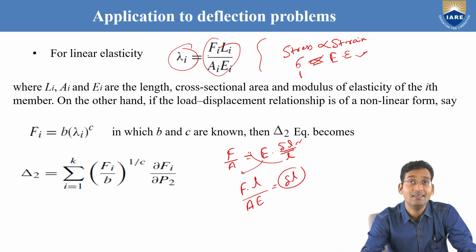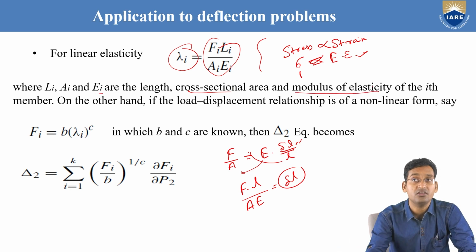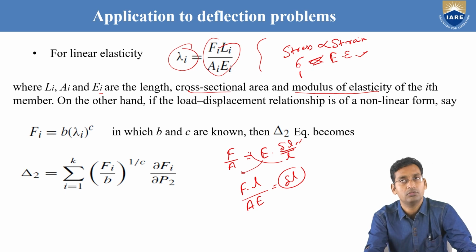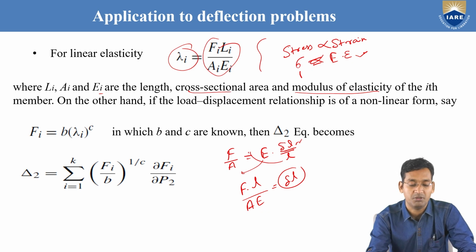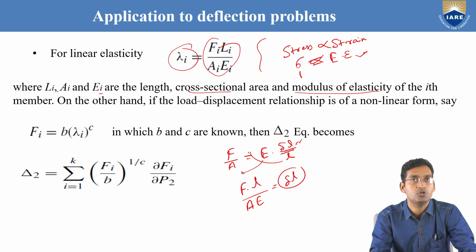Where Li, Ai and Ei are the length. So Li is the length, Ai is the cross-sectional area, and Ei is the modulus of elasticity, or you can say the Young's modulus. Both are the same, only the name differs: modulus of elasticity or Young's modulus of the ith member. So for the first member, L1, A1, E1. For the second member, L2, A2, E2.